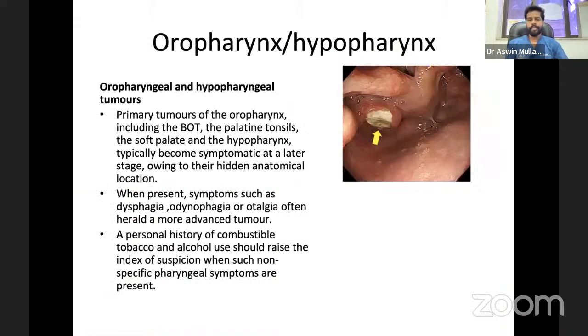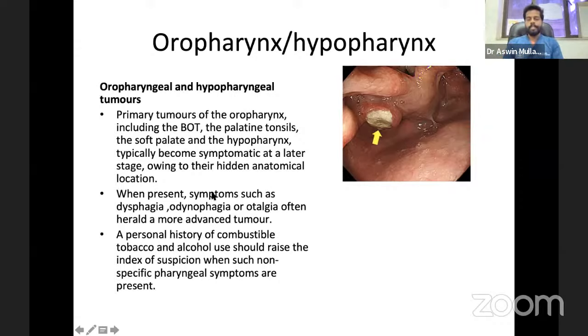Coming to the oropharynx and hypopharynx. In this picture, you can see an endoscopic view of the hypopharynx. What you are seeing are the bilateral pyriform sinuses or pyriform fossae. These are subsites of the hypopharynx. And this is the post-cricoid region. Here you can see a proliferative tumor over the pyriform sinus. On the bilateral sides, you have the esophageal inlet.